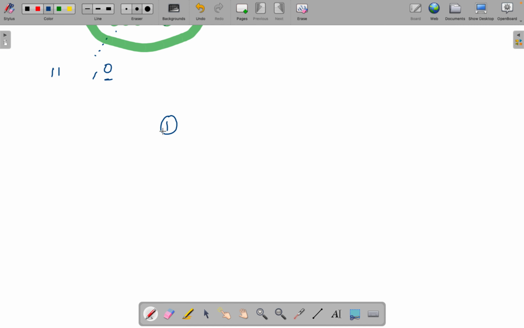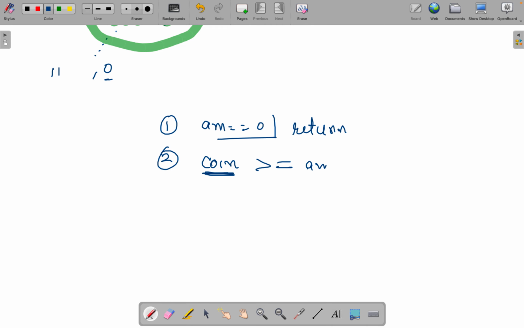The first thing is, if at any point of time my amount is equal to 0, in that case we have to return, right? The second important thing is the denomination of coin which we try to consider, if that coin value is greater than the amount, in that case we can't consider that coin. In that case we have to go for the next coin.